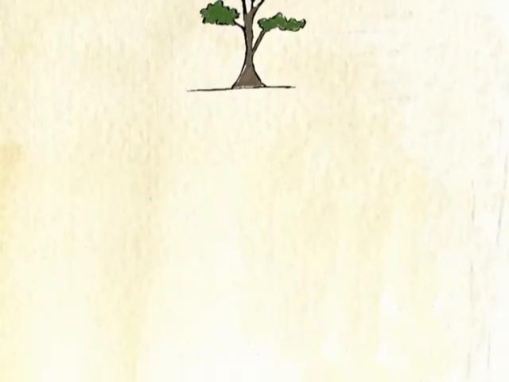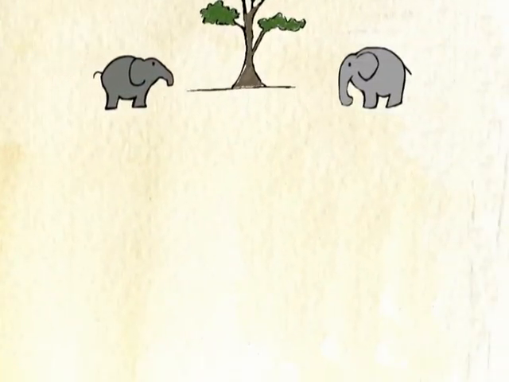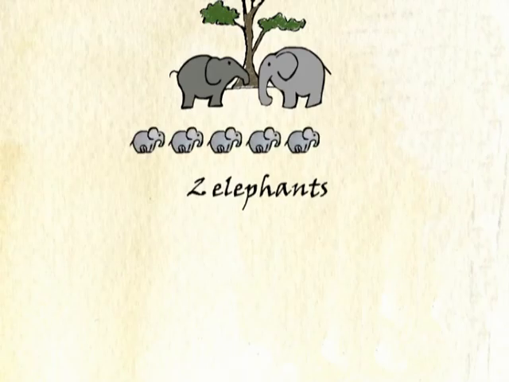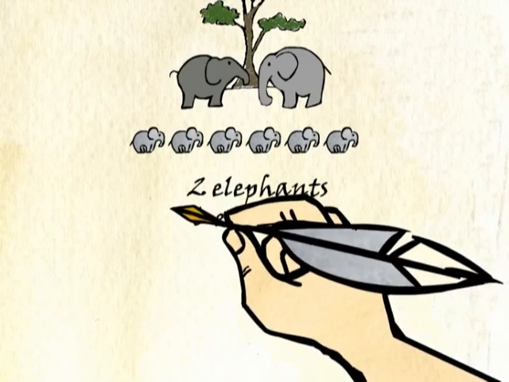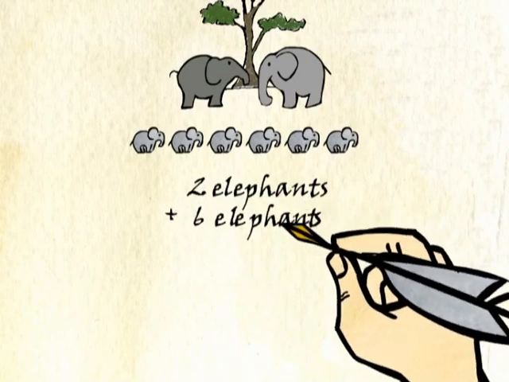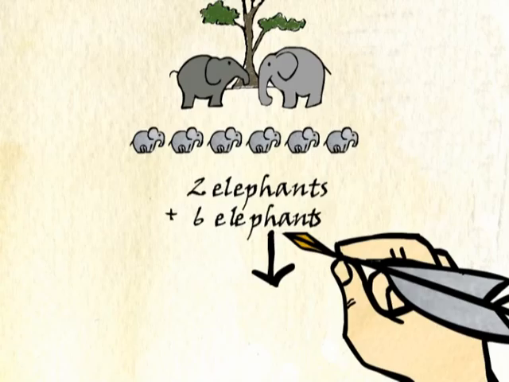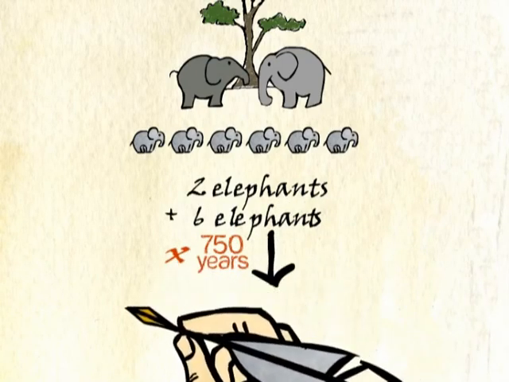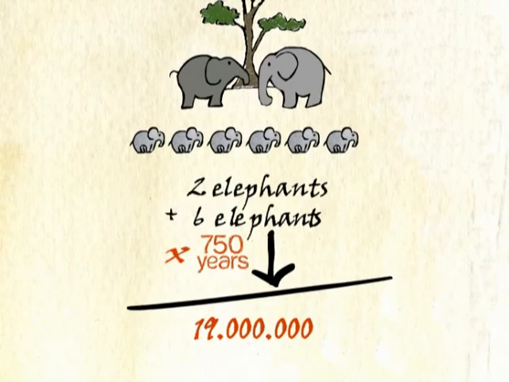Moreover, a simple calculation demonstrates this. Let's imagine a couple of elephants. We know that this couple can reproduce at the age of 30 and can have 6 offspring during a lifetime of around 100 years. Every generation of this couple's descendants repeats this scenario, and in 750 years, this will result in a population of 19 million living elephants.